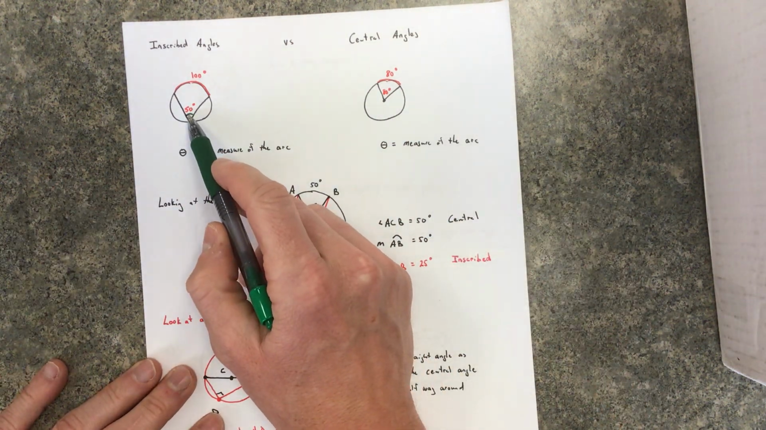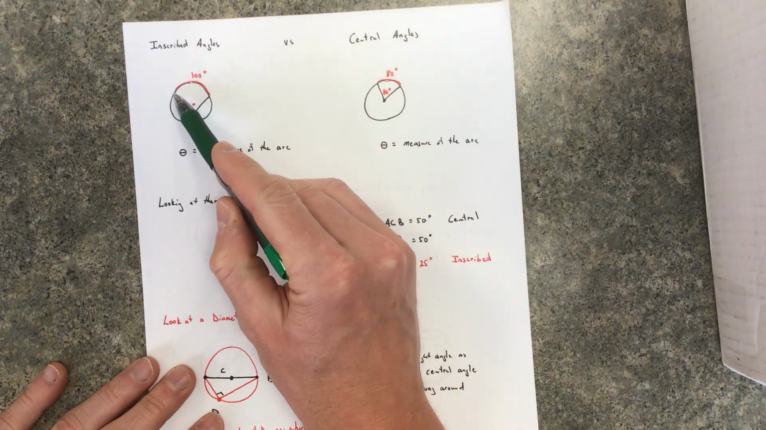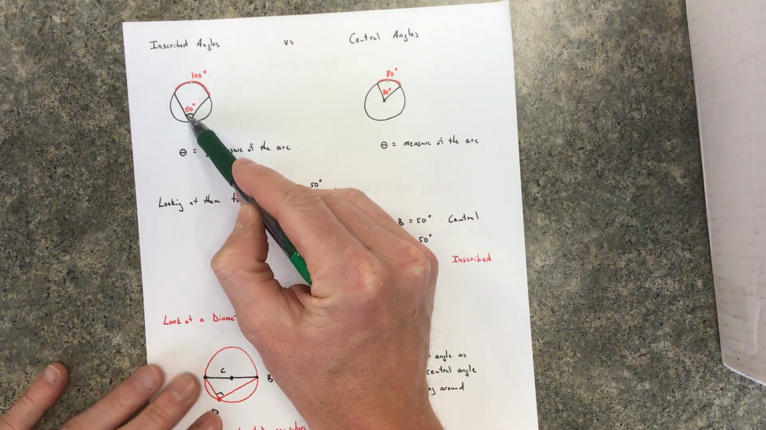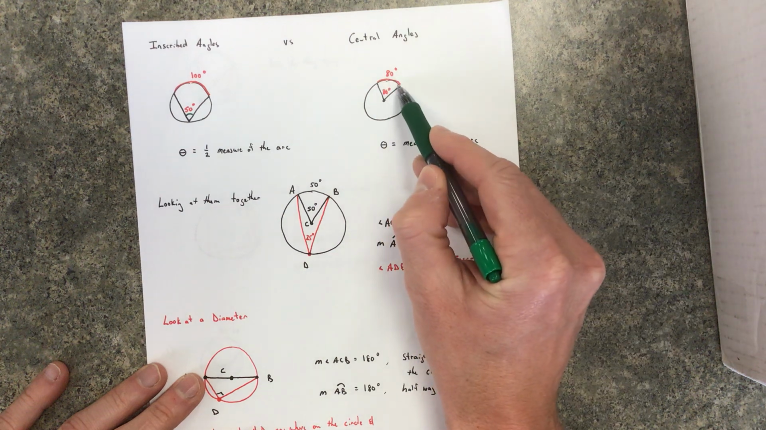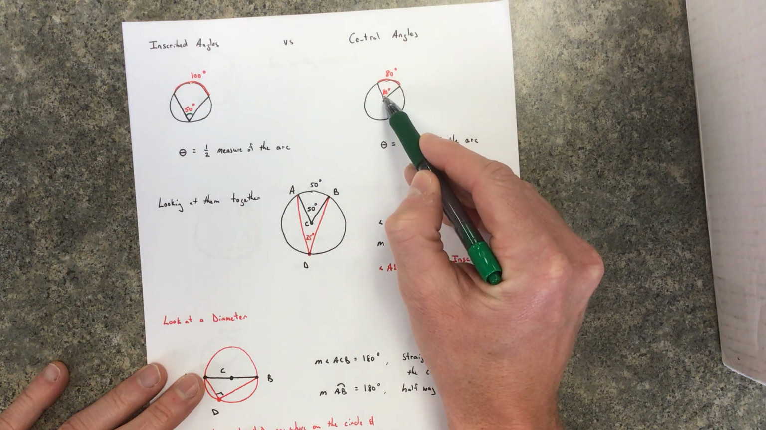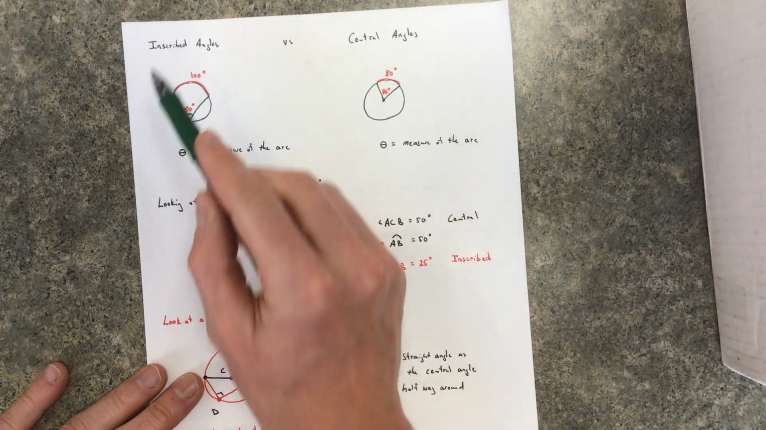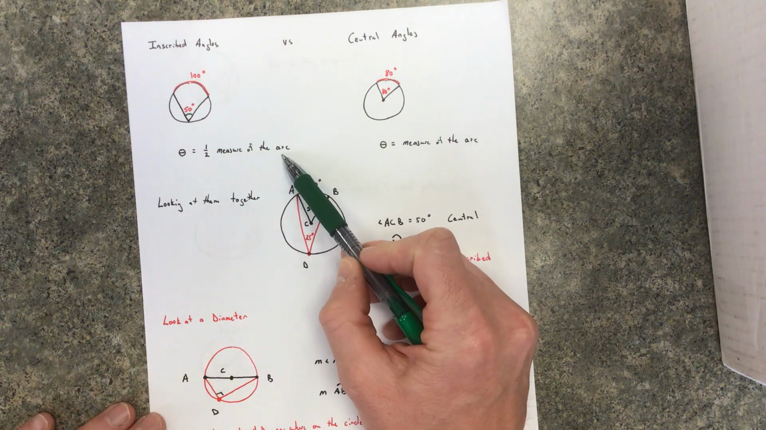All right, so here's what we got. The inscribed angle is actually half of the arc length. So if the measure of this arc is 100, the inscribed angle is 50. Whereas the central angle, if the arc length is, let's say, 80, then the central angle is 80. So for a central angle, the angle equals the measure of the arc. For an inscribed angle, the angle is half the measure of the arc.